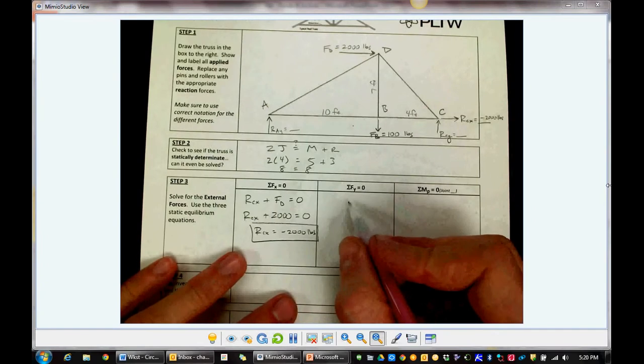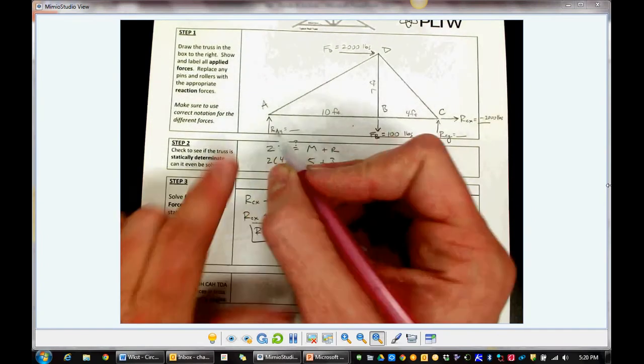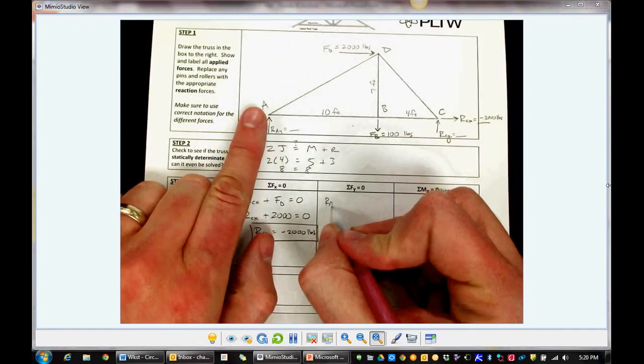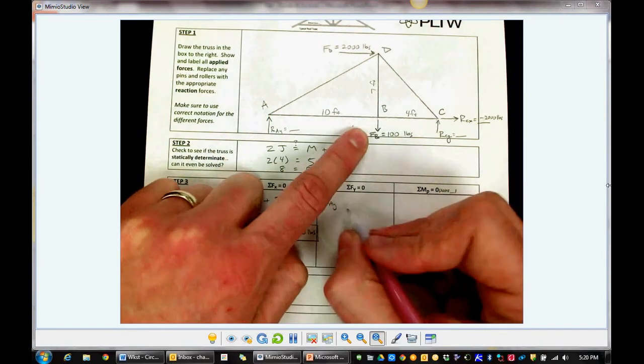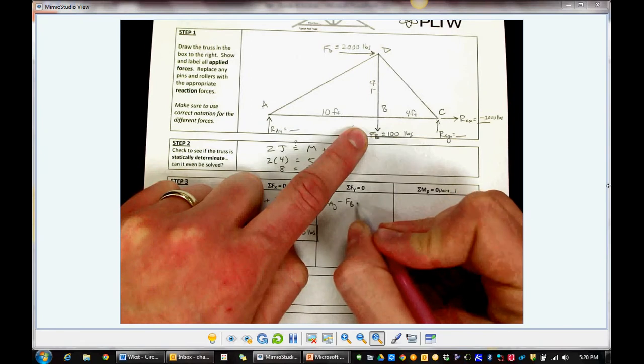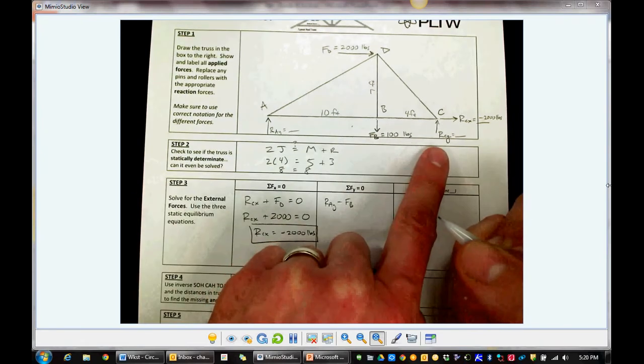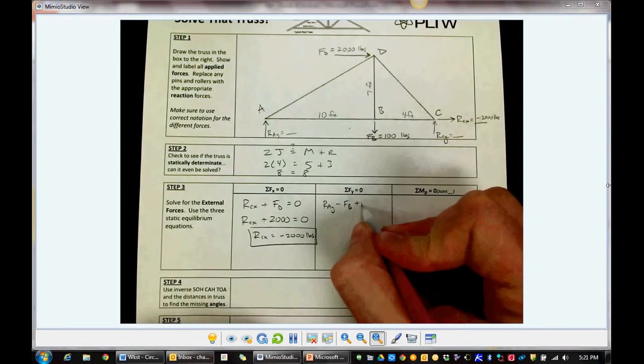All right, some of the forces in the y direction. Let's see, I have RAY, and that's up, so positive RAY. I have FB in the y direction, but it's down, so minus FB. RCY is up, so that's the positive direction, plus RCY. And those are the only three forces in the vertical direction, so they have to add up to 0.